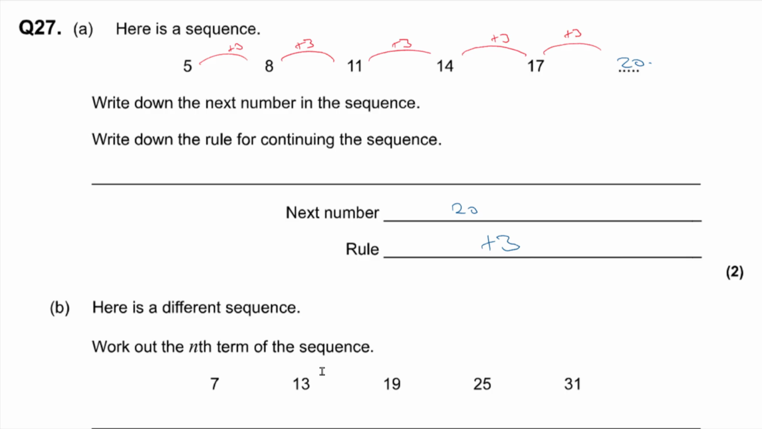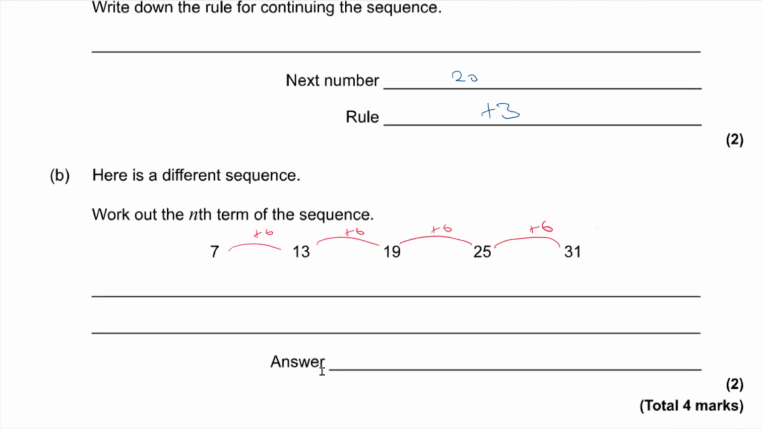Now, what sort of sequence is this? Well, you can see that the difference between each term is plus 6, plus 6, plus 6, plus 6. We're adding 6 each time. So I know that the 6 times table, 6n, is equal to 6, 12, 18, 24, 30.